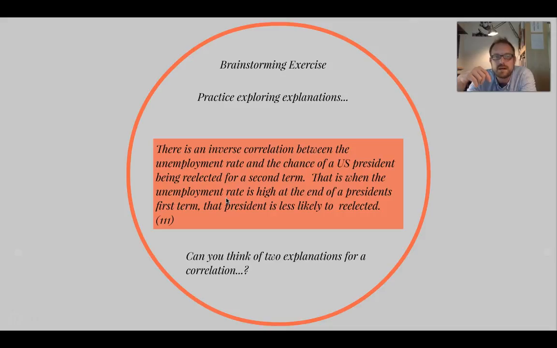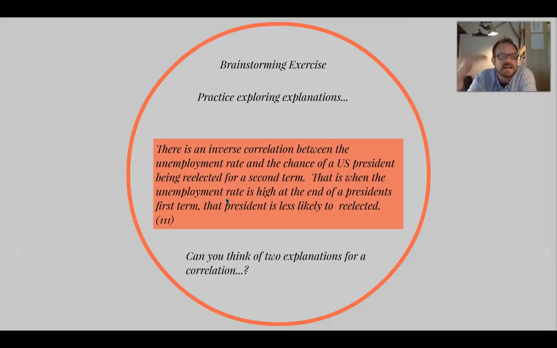Another explanation here might have to do with, let's see here. Another example could be, and this is a silly example, and you can think of all different types of explanation, maybe when people are unemployed, they don't have a job to go to, so they have more time on their hands. If they have more time on their hands, they can vote. And who are they going to vote for? They're going to vote for something different because they're looking for something different. So there's another sort of explanation.